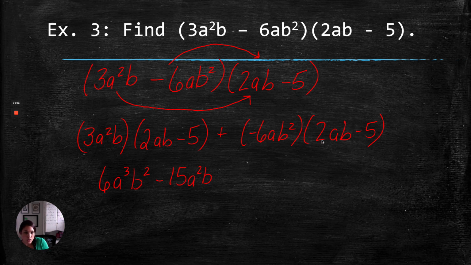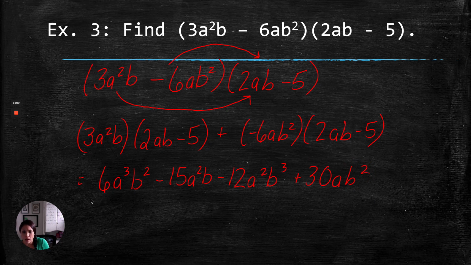Okay, so now I need to distribute this side. Negative 6 times 2 is negative 12. A times a is a squared. B squared times b is b cubed. Negative 6 times negative 5 is positive 30. And then I have nothing else, no other variables, so I'm going to bring these down.